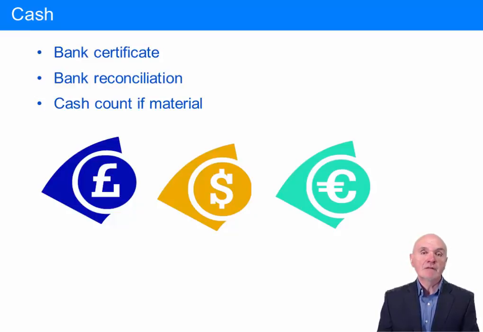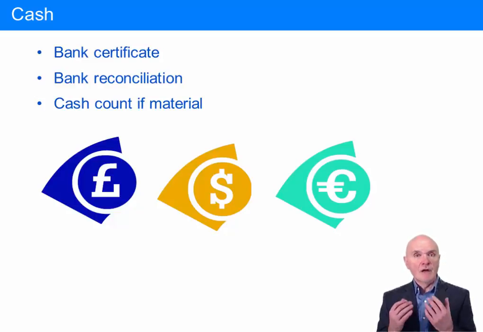Cash is often the part of the audit which is first given to the most junior person on the audit team, because it is so non-judgmental. It is really just a matter of arithmetic.